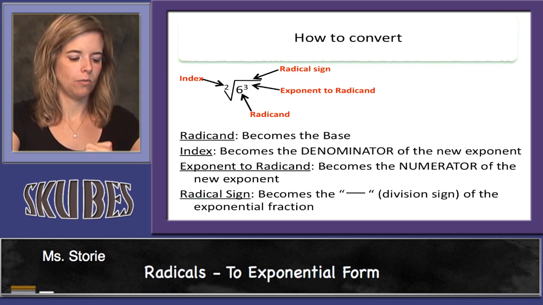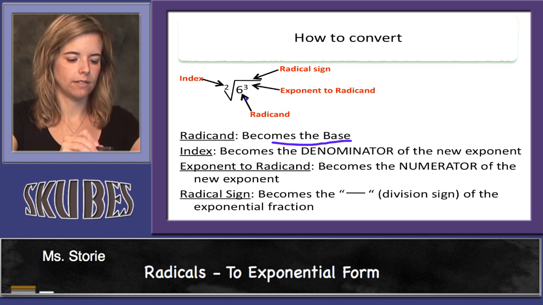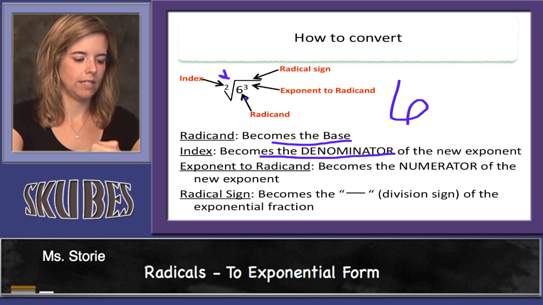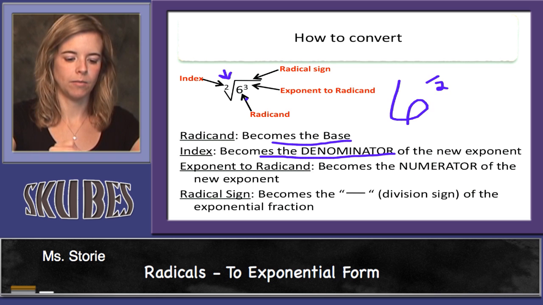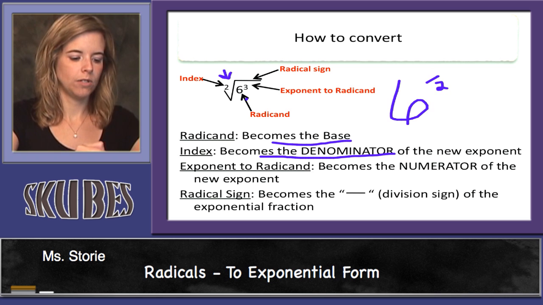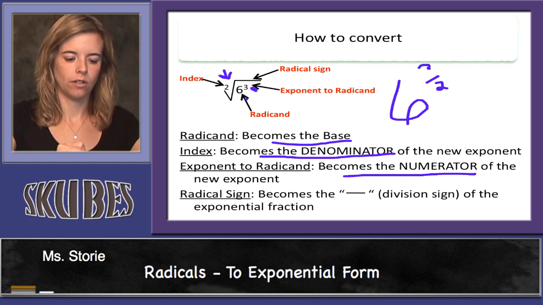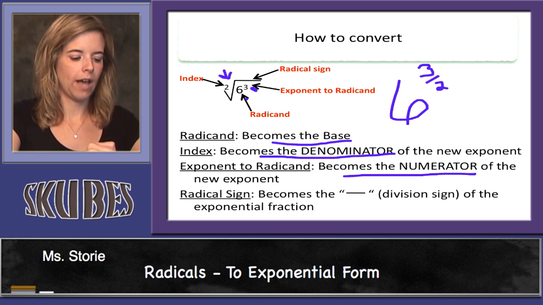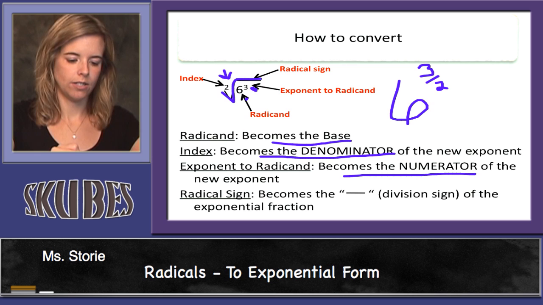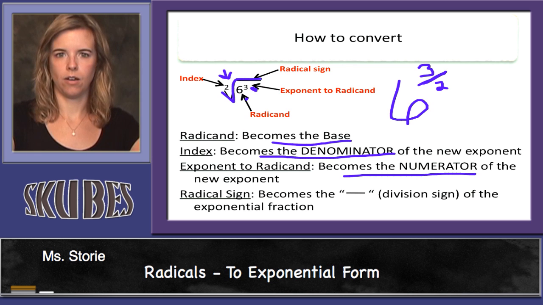Here's how it works. The radicand becomes the base. That's the big number. The index becomes the denominator. The teeny tiny one becomes a denominator right there. The exponent to the radicand, that 3, becomes the numerator, the top number. And then the radical sign disappears and changes into that division sign right there.